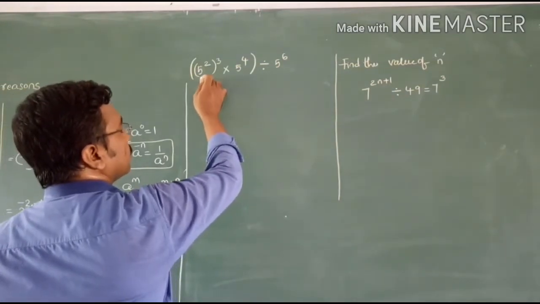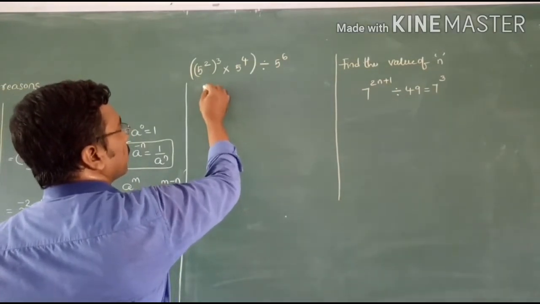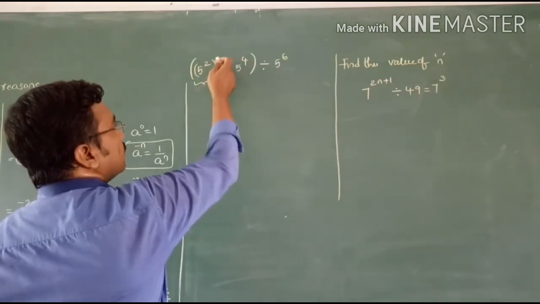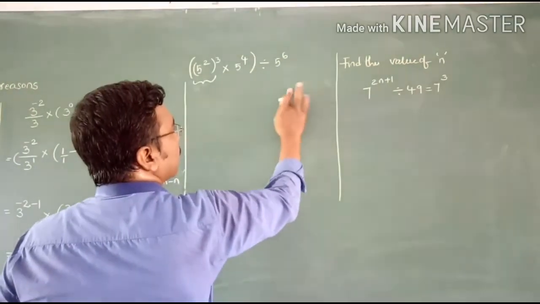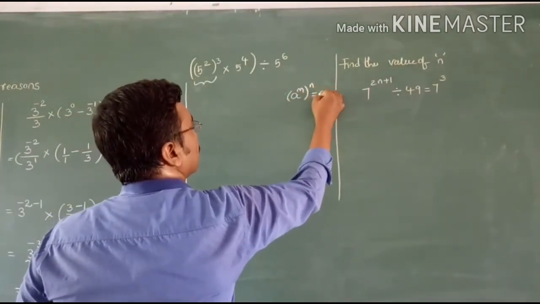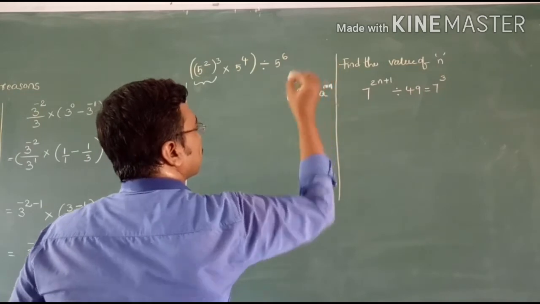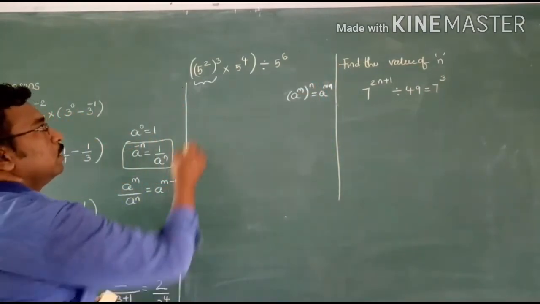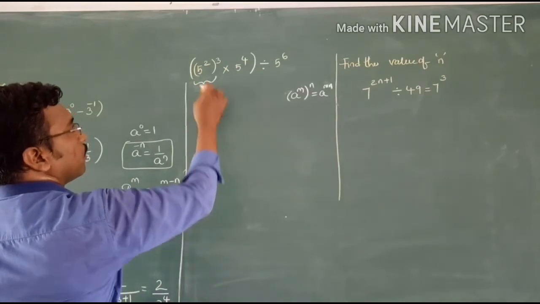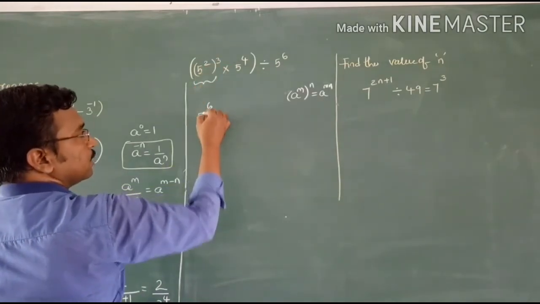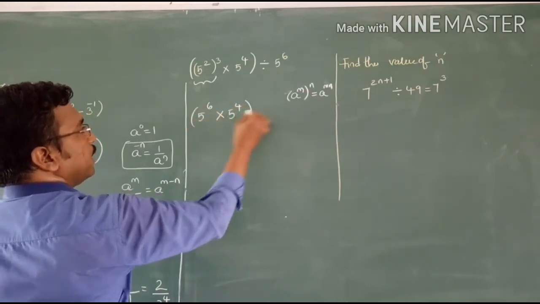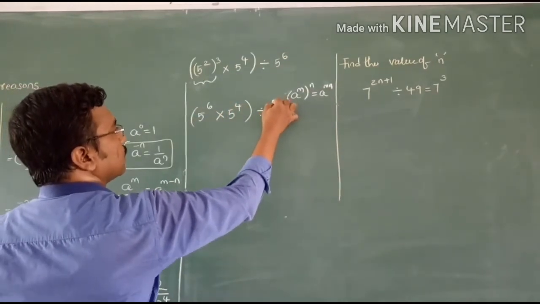We can simplify by using the laws of exponents. So first of all, see here 5 power 2 whole power 3. This is in which law? In the form of a power m whole power n is equal to a power m n. This is the formula. So I am writing this 5 power 2 whole power 3 as 5 power 2 into 3, 6, into 5 power 4 divided by 5 power 6.